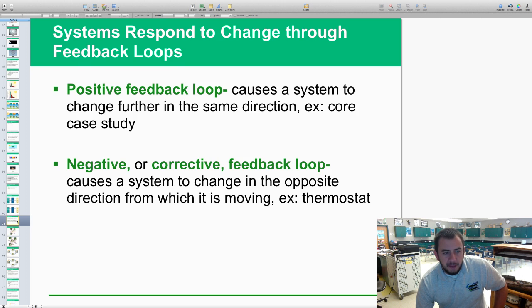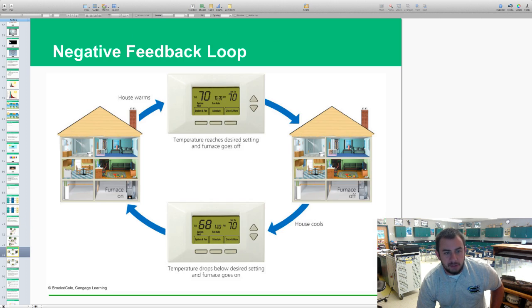That's one example. The negative, or what we call the corrective feedback loop, is where it causes the system to change in the opposite direction from which it's moving. It's kind of going against the grain. This is like the thermostat, and we'll explain how the thermostat works in just a second. So let's start off where we're actually cooling down a house. The house temperature reaches the desired setting and the furnace goes off. That's our starting point.